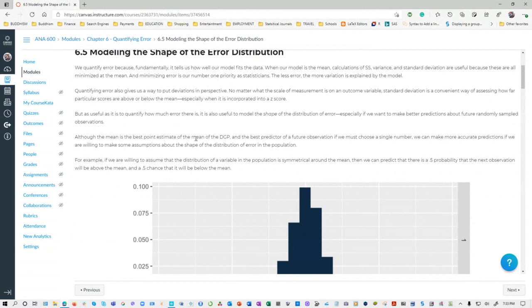Although the mean is the best point estimate of the mean of the DGP and the best predictor for a future observation, if we must choose a single number, we can make a more accurate prediction if we are willing to make some assumption about the shape of the distribution, the error distribution.